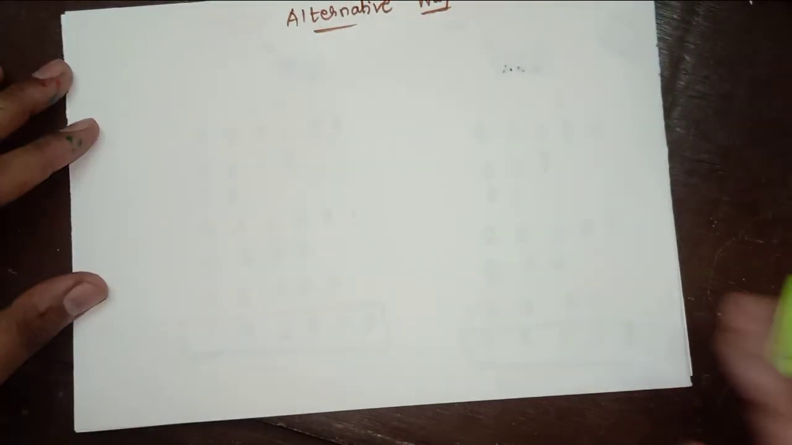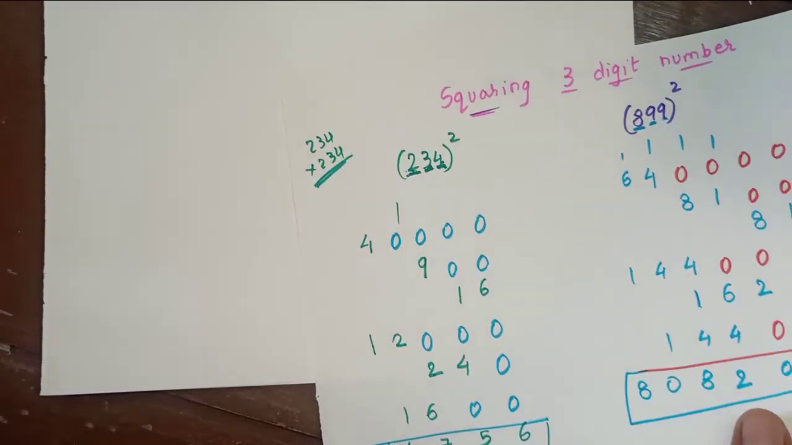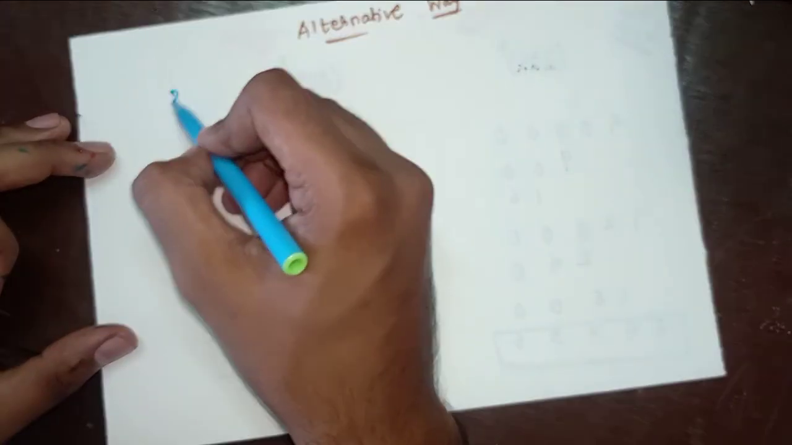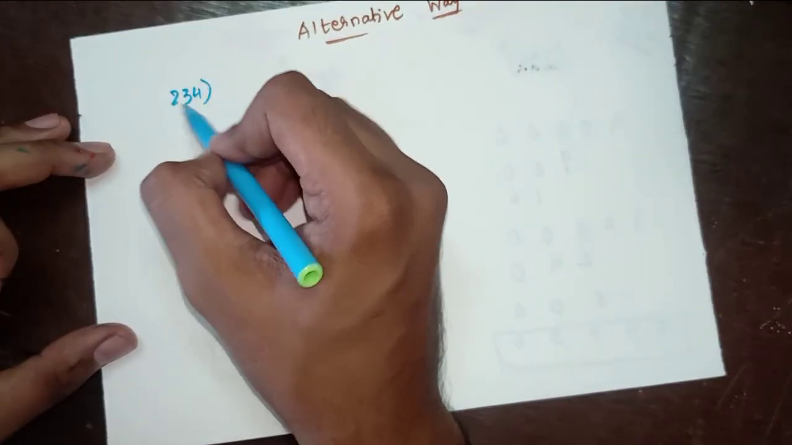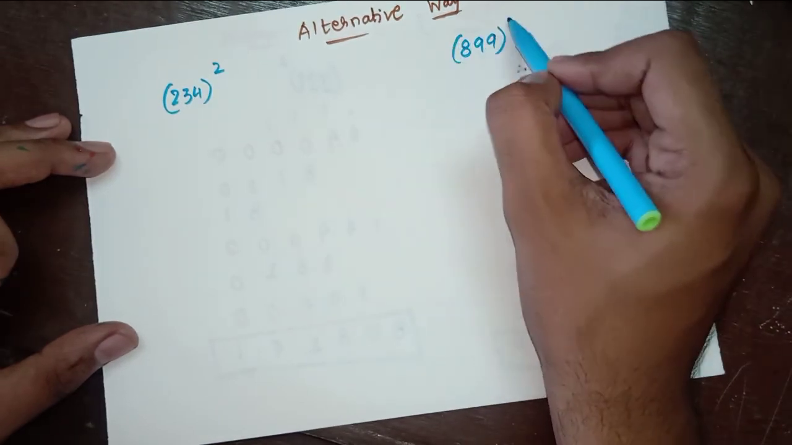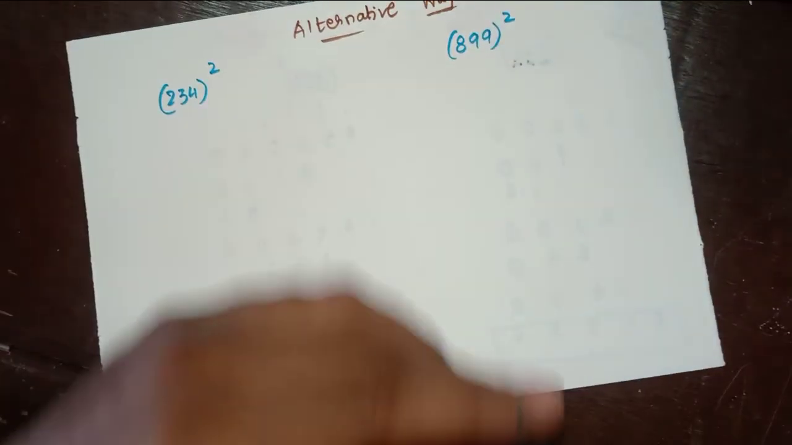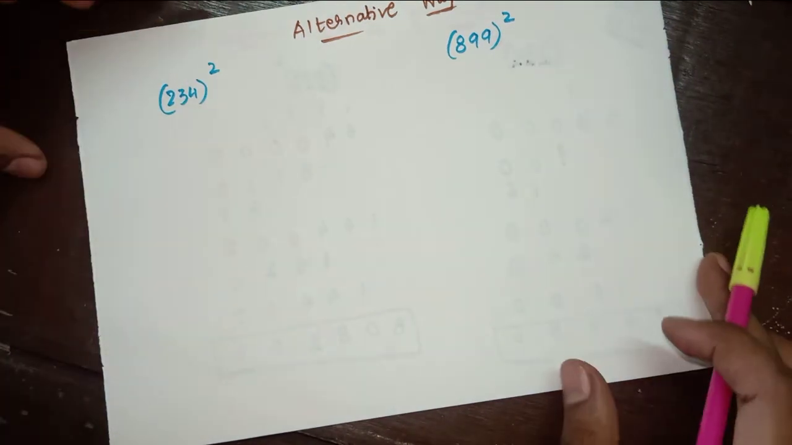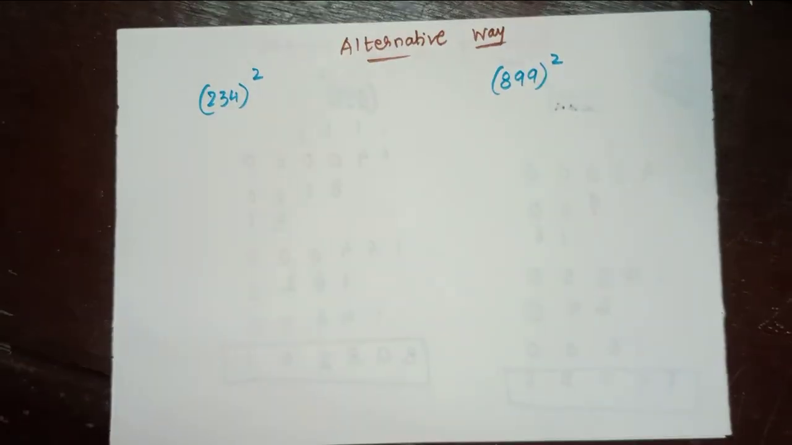So what is the alternative way? Let us see that now, squaring the numbers. The first one I took 234 and then 899. So I would like to square 234 and then 899, with the alternative way. Now the alternative way is also very good, but as compared to the previous one, it is taking some more time.